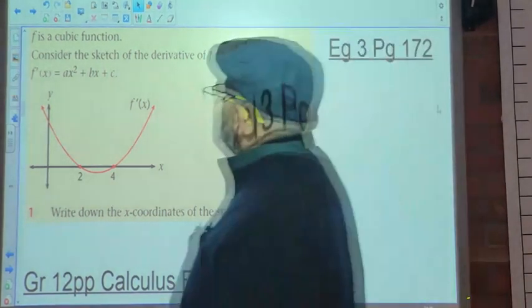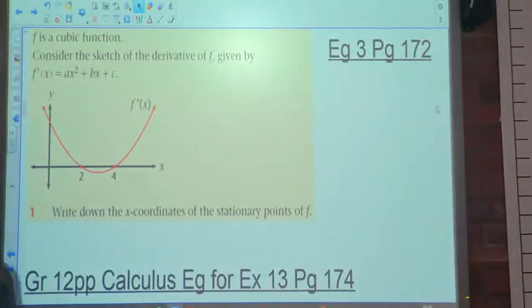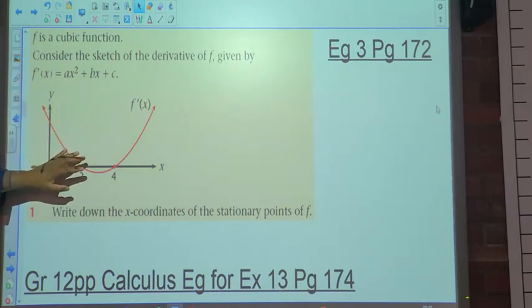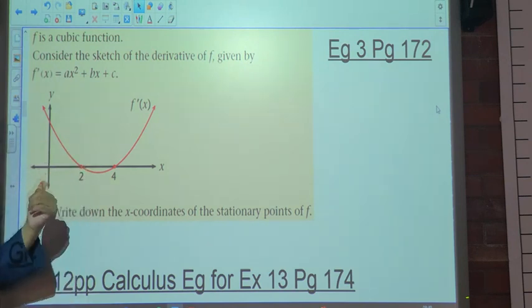Okay, so we are told that f is a cubic function. Consider the sketch of the derivative of f, given that f prime x is equal to x squared plus bx plus c. Well, what is given to us? The derivative function. However, the function itself is a cubic function.